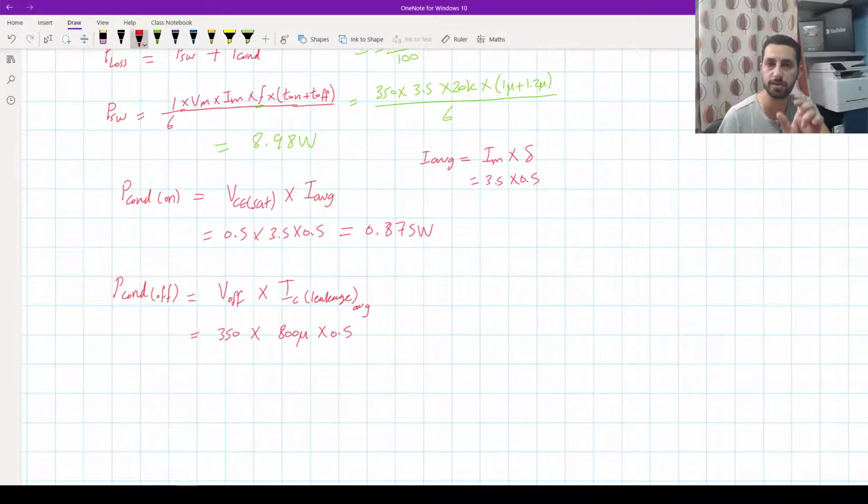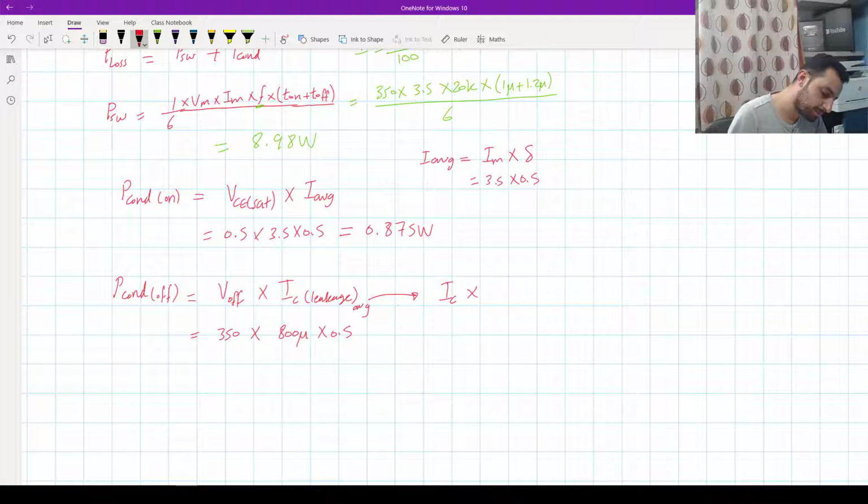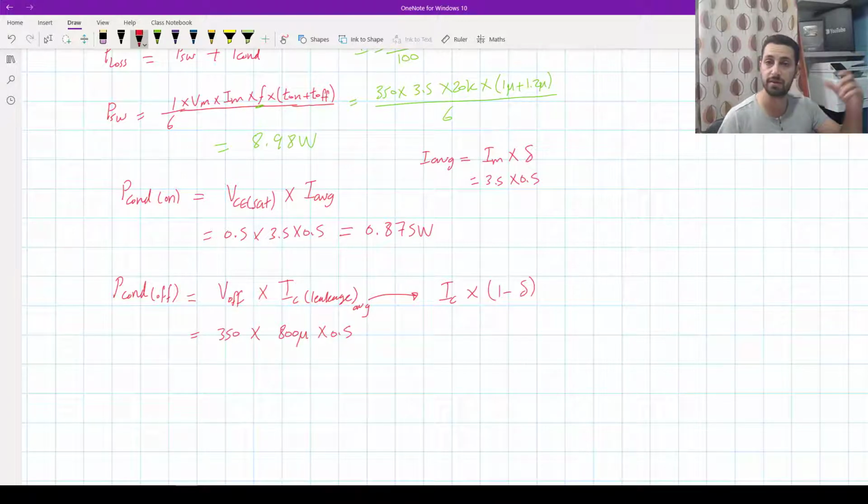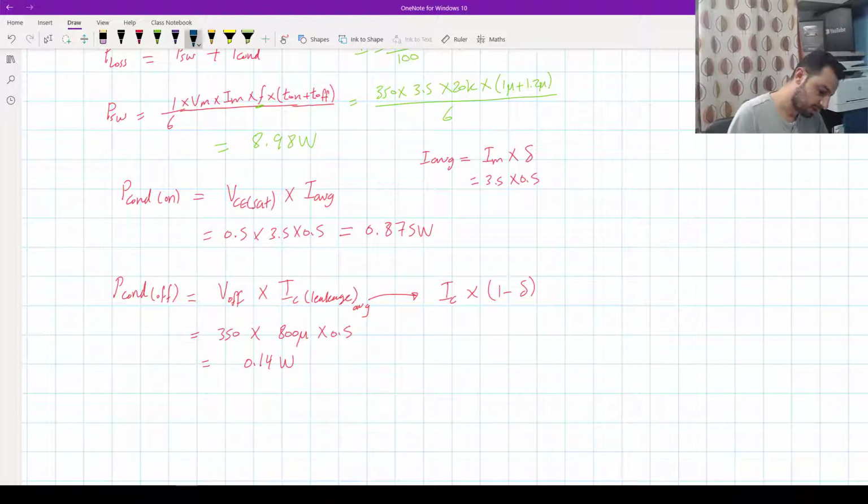Okay, because the off time is 0.5, not because the duty cycle is the off time. Just to make sure that you understand it, this is IC times 1 minus delta. So if the original delta is 0.7, for example, this one should be multiplied by 0.3, because the off state is 0.3 of the total duty cycle. But now, because this question has 0.5 on and 0.5 off, we will take 0.5. Okay, so the answer will be 0.14 watt.